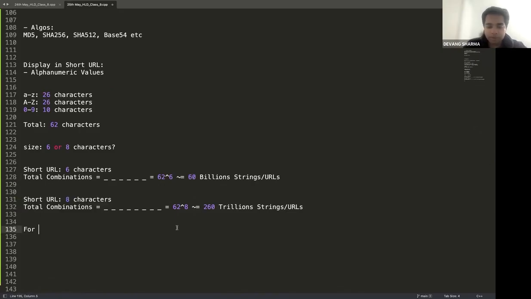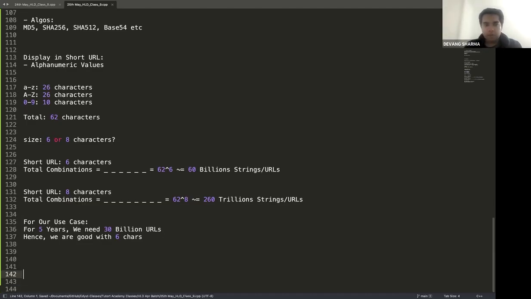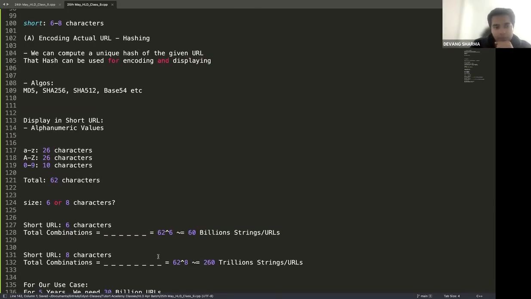So for our use case, for 5 years, we need 30 billion URLs. Hence, we are good with 6 characters here. All agree with this? Come on, guys, quick in the chat. Okay. Now let's talk about the next part. So we're good with this part.